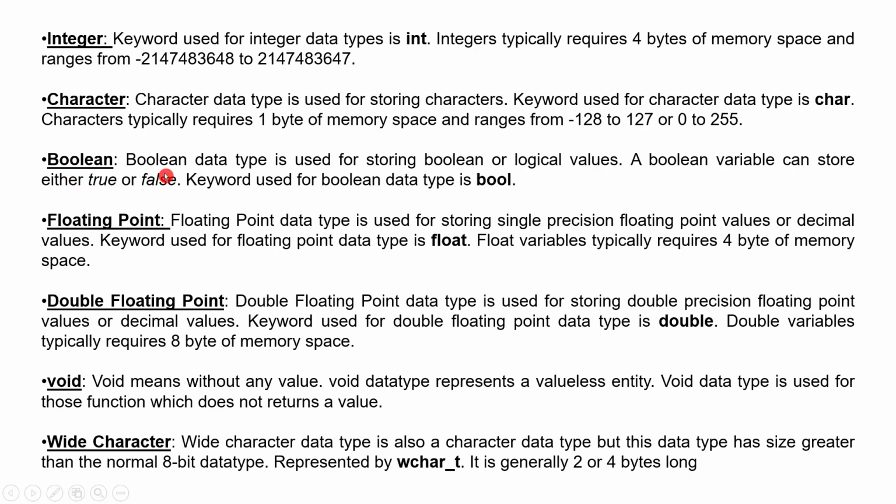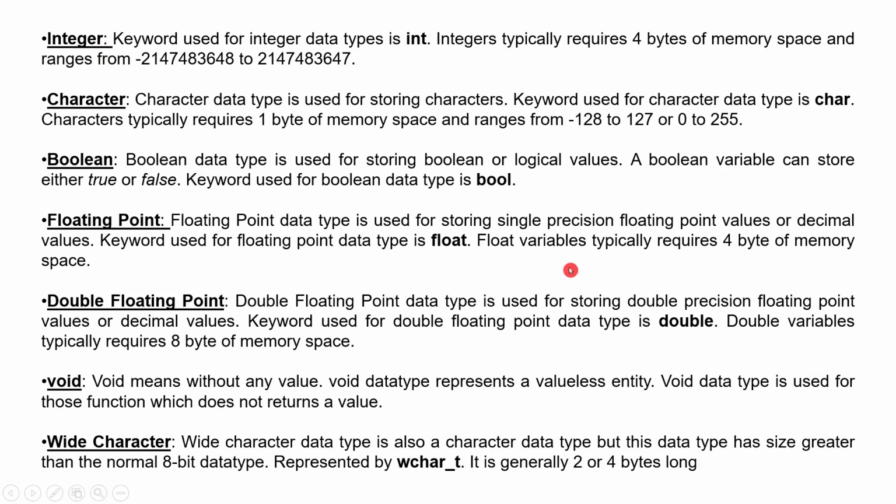Then you have the boolean. It is used for storing boolean or logical values, and a boolean variable can store either true or false, and it is declared as bool. Then we have floating point, float. This will be a decimal value. Suppose you want to input some value like 10.3, then you have to define the data as floating point. If it was just a pure whole number like 12, then you can define it with integer.